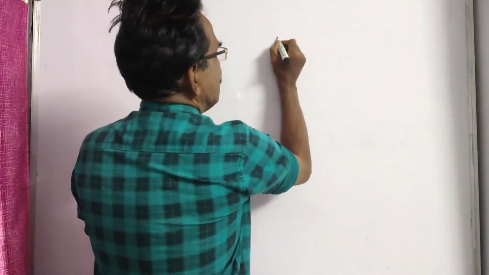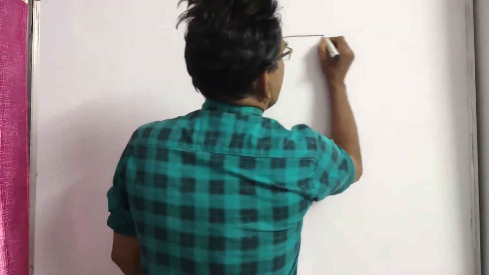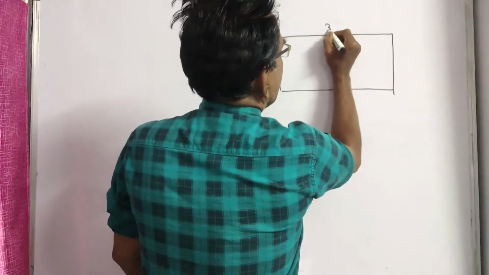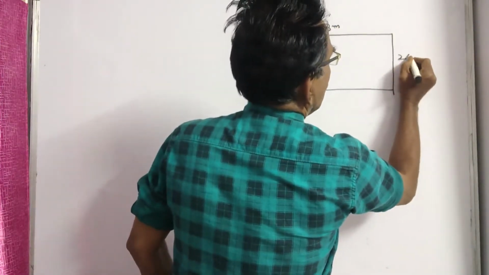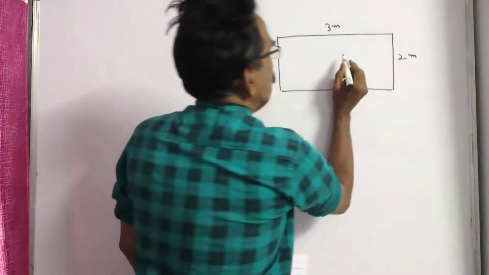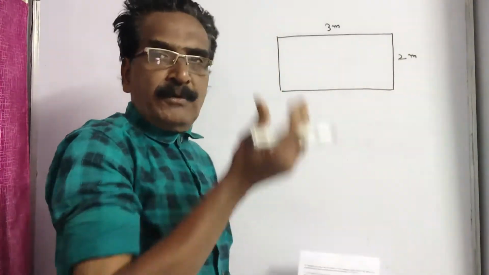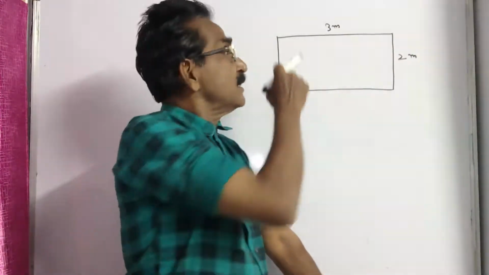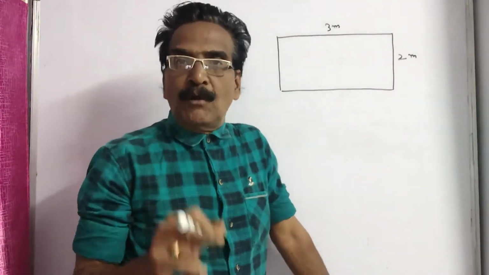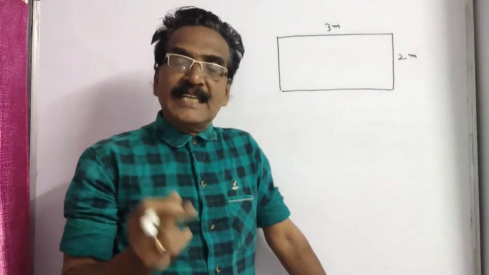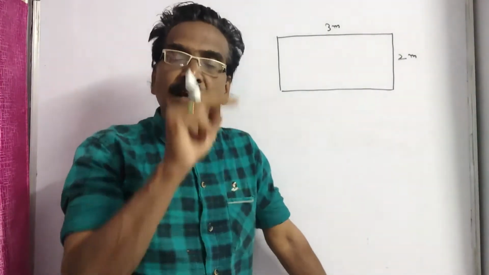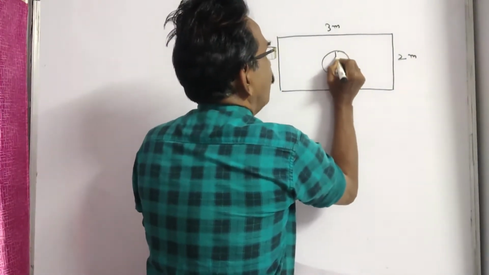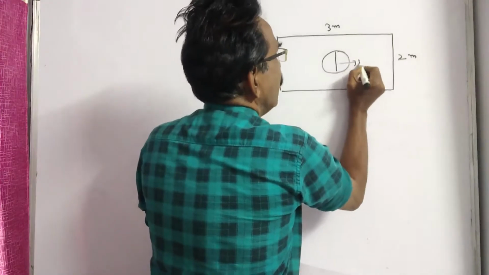Friends, this is the rectangular region with length 3 meters and breadth 2 meters. So, a die is thrown at random on this rectangular region. Now we want the probability that the die will land on the circle of diameter 1 meter.